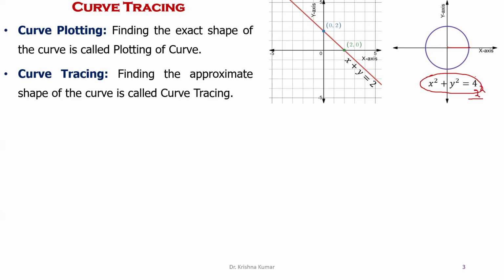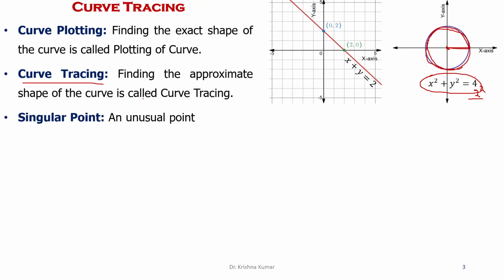So this radius may be 2.5, it may be 1.5 or 2.15 or 1.75. So this radius may not be fixed, but we have the approximate shape of the circle whose radius may be not exactly 2. So such type of finding the approximate shape of the curve is called curve tracing.